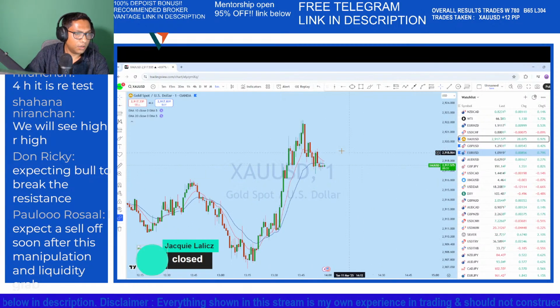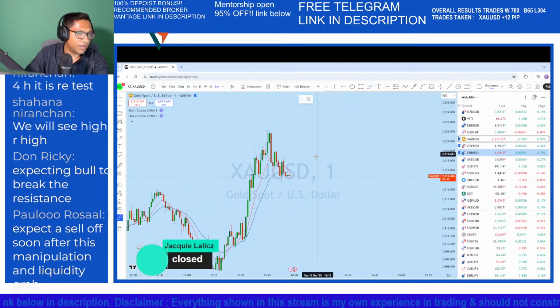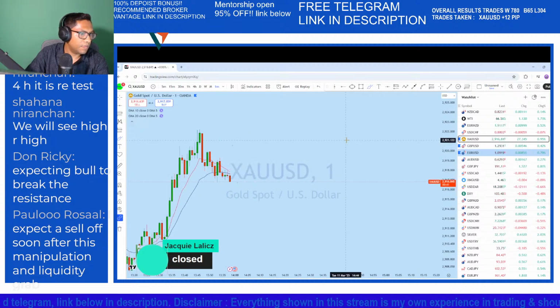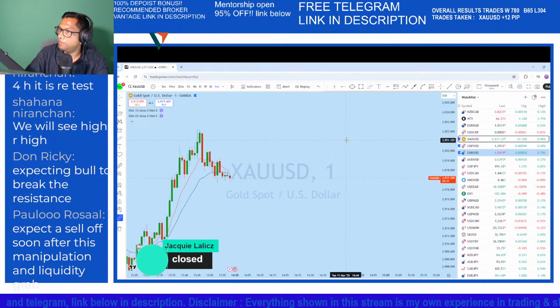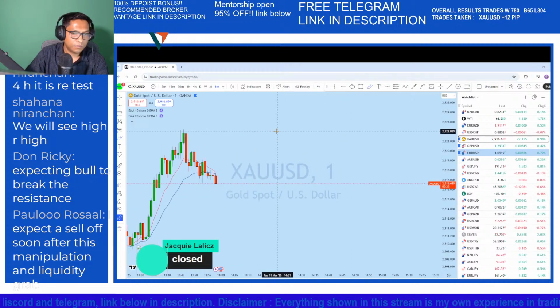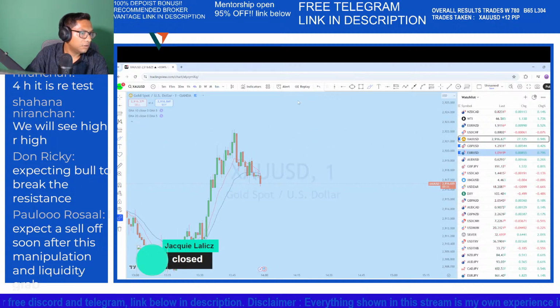There is a narrow zone here, which is a very narrow zone, and in that narrow zone we could see the market. 2 minutes to go for things to come up.